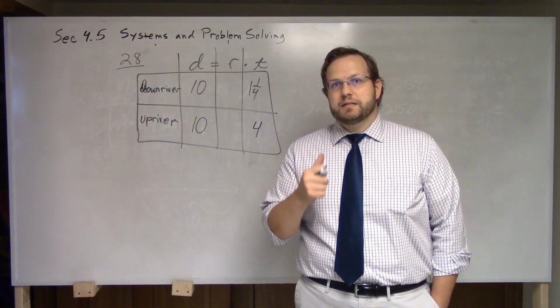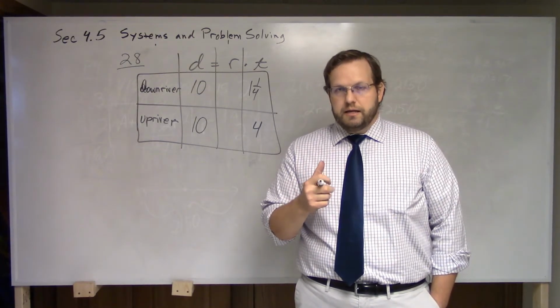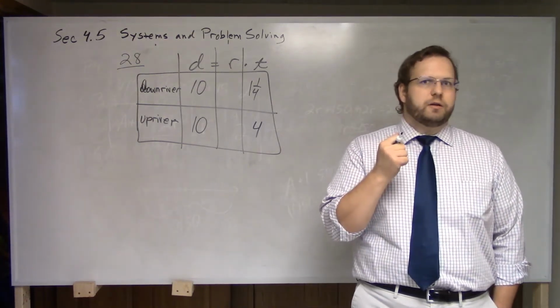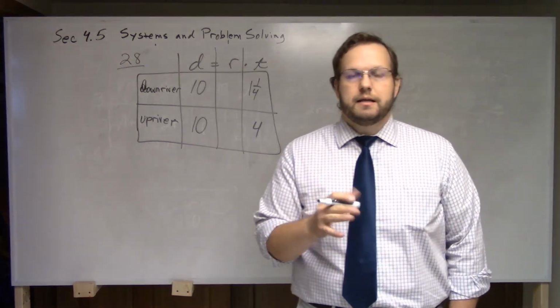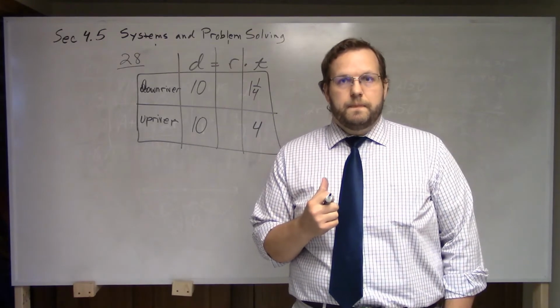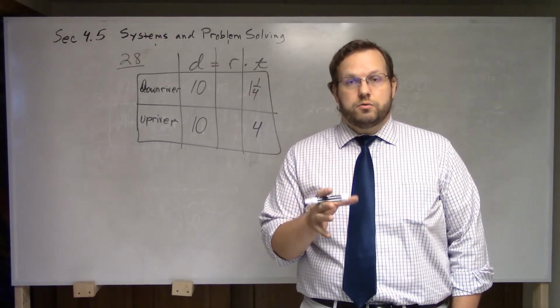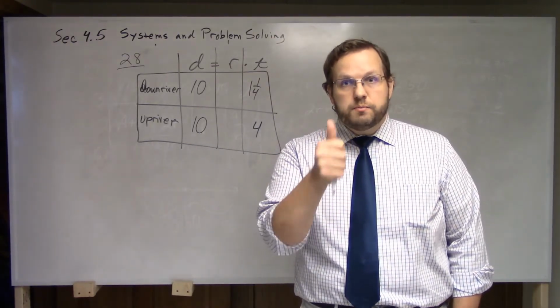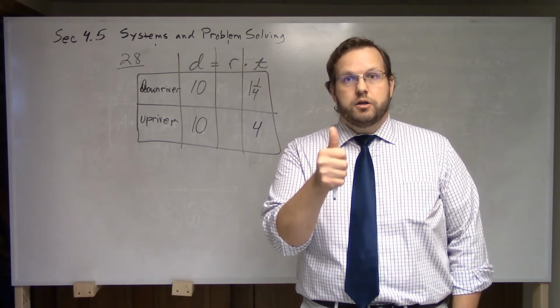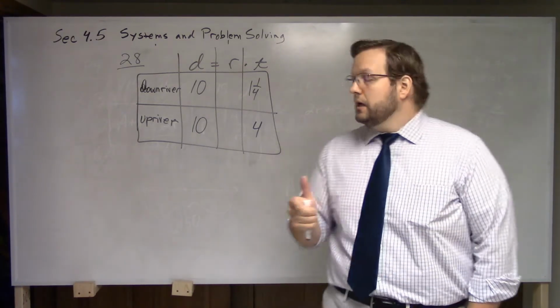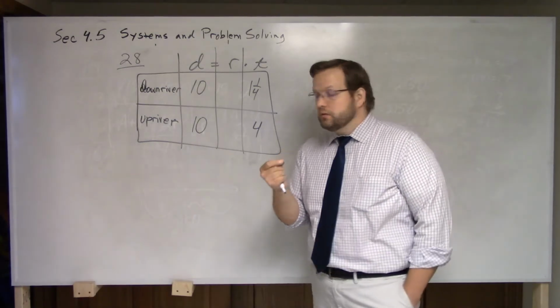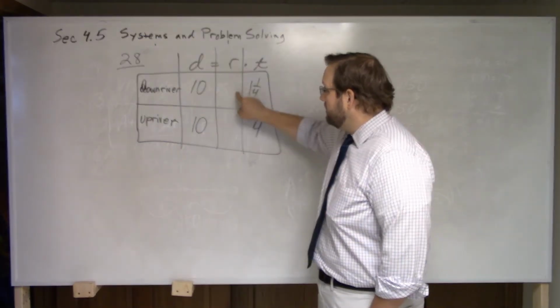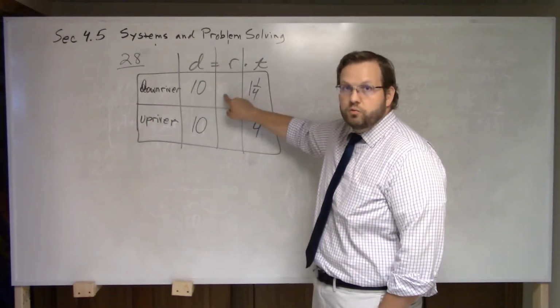Here, they don't give us that rate of the current. Again, in chapter 2, they said like the current is 3 miles per hour or something like that. They don't give that to us here. So we have two unknowns. We have not only the unknown speed of the canoe, but the unknown speed of the current. Now, those two unknowns are going to combine a certain way to give the overall rate.